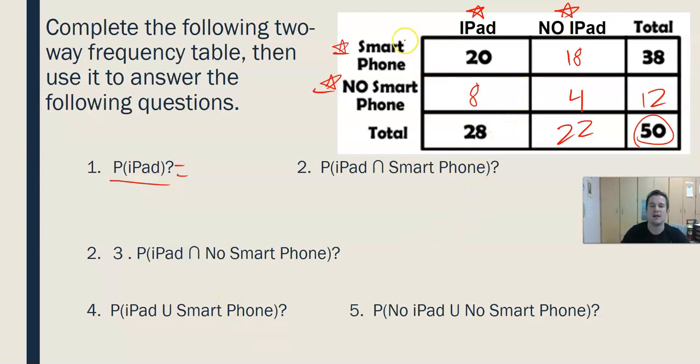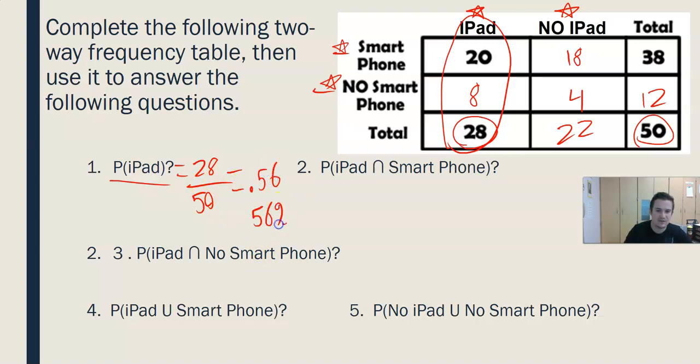Well, how many people have an iPad? Look at my iPad column: I have a total of 28 people who own an iPad. So 28 people own an iPad out of 50 total people. So the probability of selecting a person out of this group that has an iPad is 28 divided by 50. Or that's 0.56 as a decimal, or 56%. So 56% of these people have iPads. Okay.